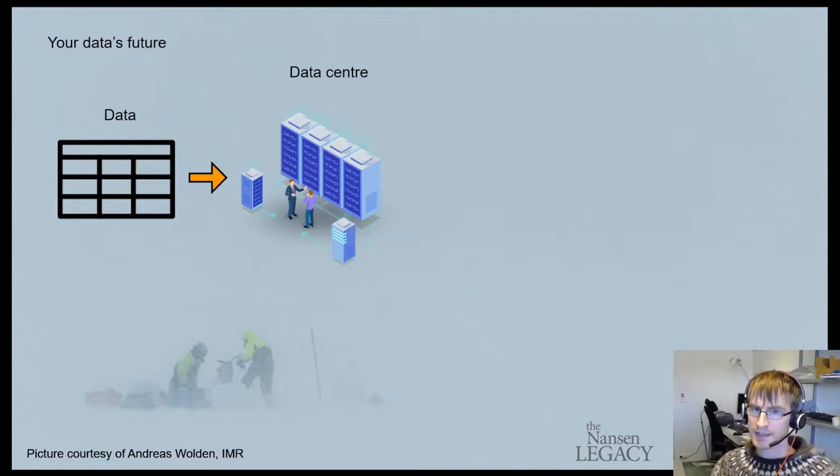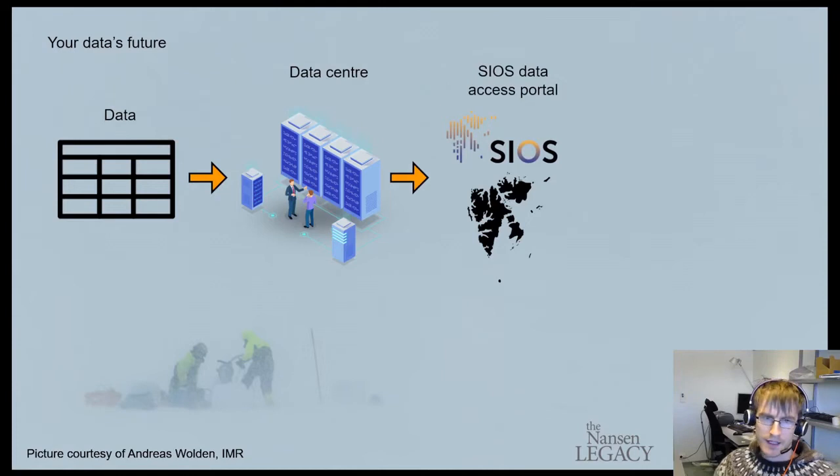And anyone can access that data by visiting the data center and searching for it. However, someone could only find your data if they know where they're looking for them. Basically, if they happen to be visiting the data center, or they're directed there from an article that you published or something like that. This is why data access portals like the one that is hosted by SciOS exist and why they're so important.